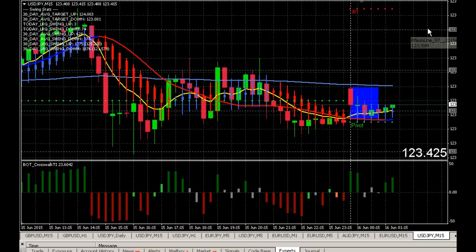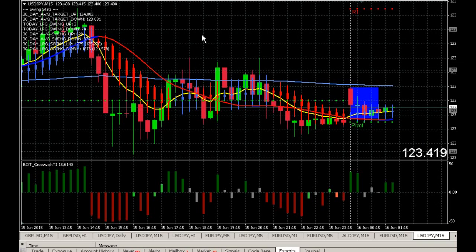Before we leave, I want to point something out. Right here on my chart, I've got my little bubbles on here for the pivots. I've got my lines on here, and the lines are for the round and whole numbers.